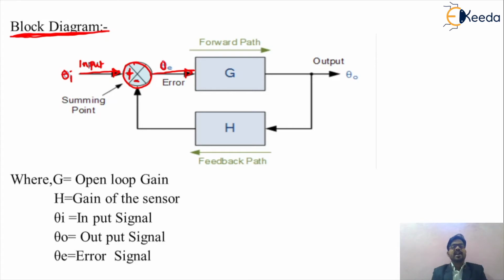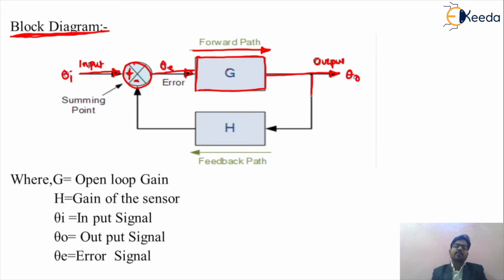This is called theta e, the error signal. Then this is the controller gain, which we call G. That is the open loop gain of your system, and it moves in the forward path, so sometimes we call it the forward gain. This will be the output of your system, which is represented by theta 0.